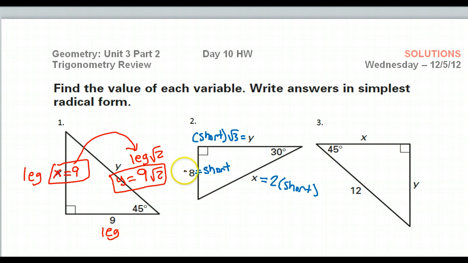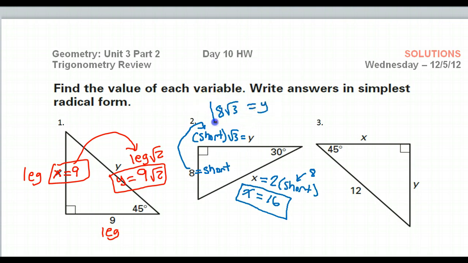Alright, so since we know that the short leg is 8, because of the 8 right here, then that means x is going to equal 2 times the short leg, so that's 2 times 8. So that's going to be 16. And we know that the long leg is going to be the short leg root 3. So again, if I take that 8 and put it right there, that means 8 radical 3 is going to equal y.